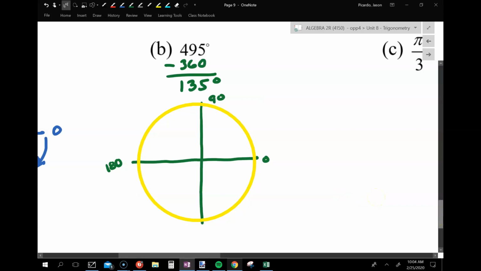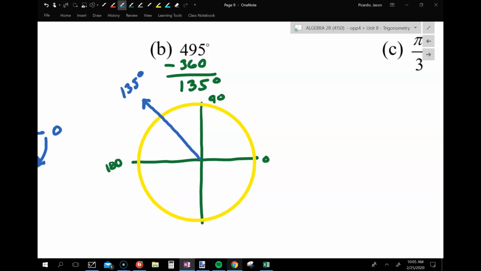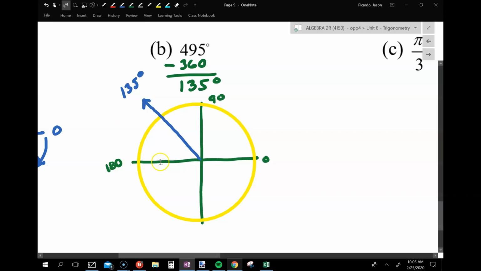All right, so I got my unit circle. Where'd you guys put 135? Hopefully you put it right here. What did we get for a reference angle? 45. Why 45? How'd you get it? 180 minus 135, right? Yeah, this has got to be my reference angle.